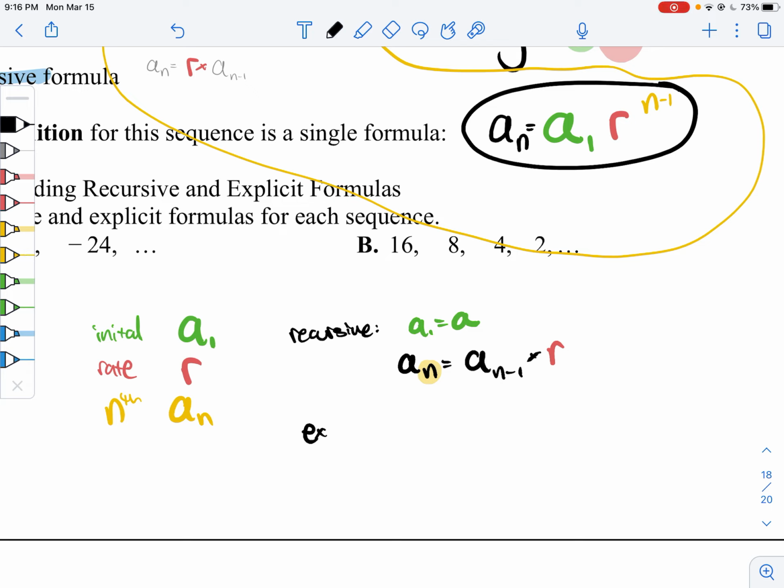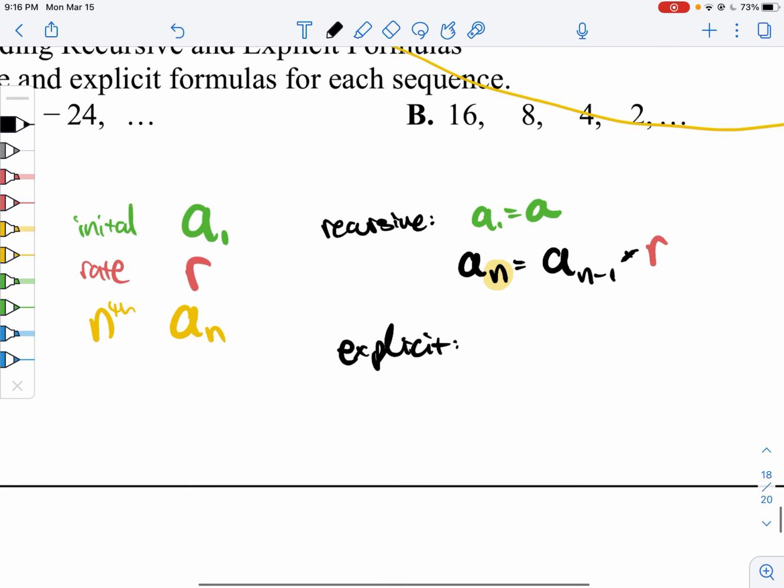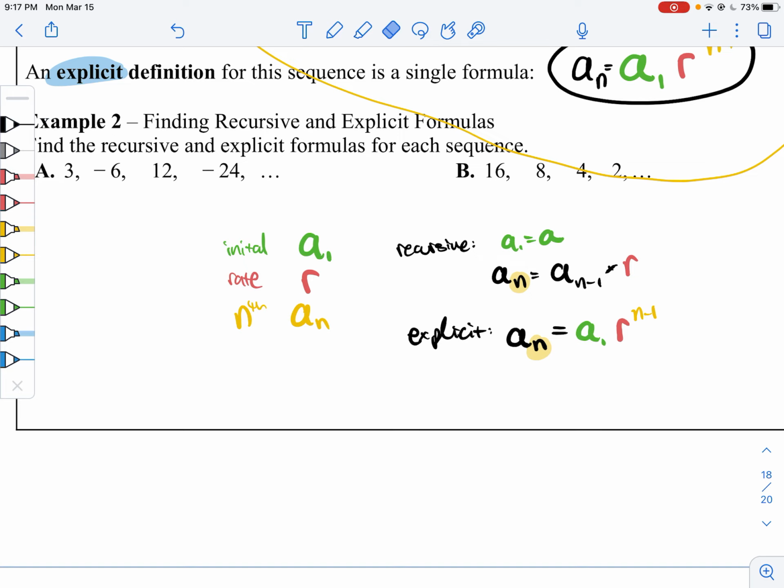And then the explicit one says, you know what? If you don't know the term before it and you just want to find, hey, what is the nth term? Well, just take whatever your first term was, multiply it times r, n minus 1 times. And now you're done. Key idea. There it is, all in one spot.